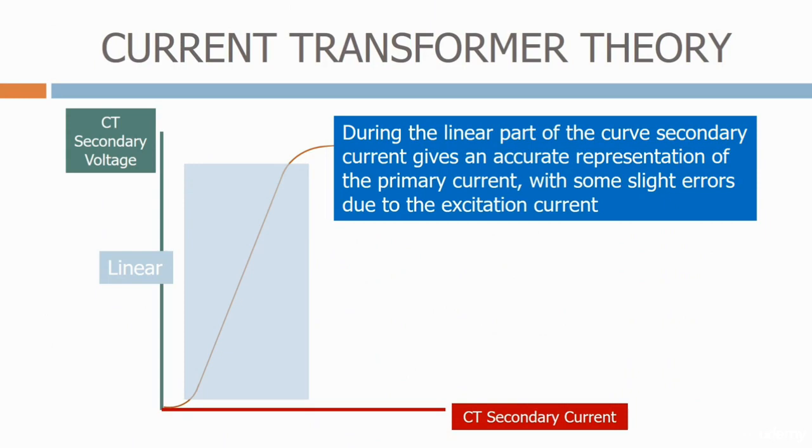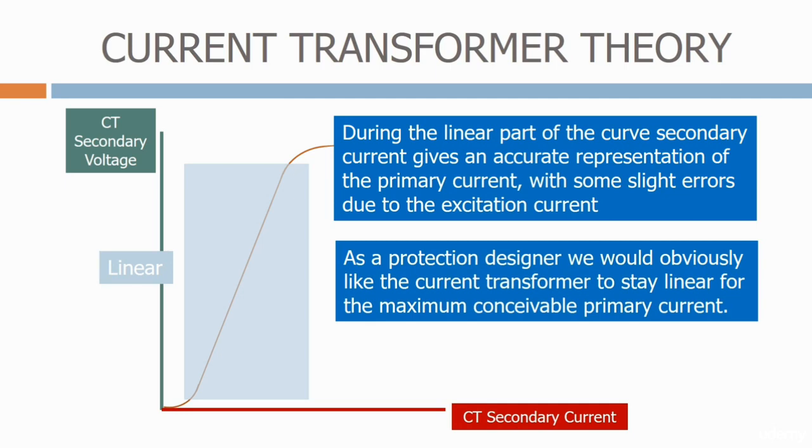During the linear part of the curve, secondary current gives an accurate representation of the primary current, with some slight errors due to the excitation current. As a protection designer, we would obviously like the current transformer to stay linear for the maximum conceivable primary current.